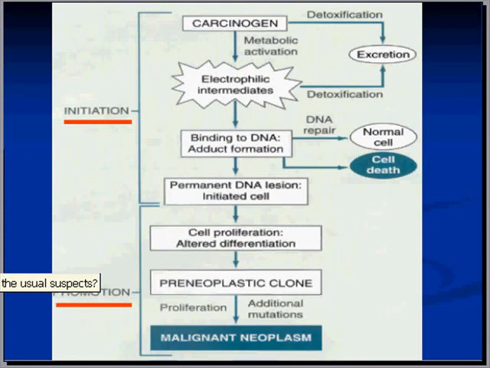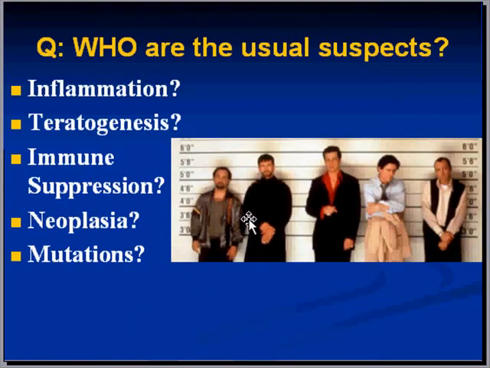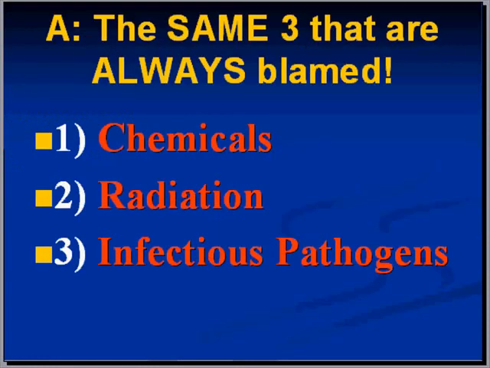Okay, so I know you're still excited about who are the three suspects. Here we have a Kevin Spacey movie called The Usual Suspects, and the reason why I like to talk about the three usual suspects is because they are always mentioned on the list when you talk about inflammation or teratogenesis, immune suppression, general mutations, or neoplasia. And we all know what they are because we ran through them several times already. The three usual suspects for carcinogens are chemicals, radiation, and infectious pathogens. And in the case of cancer, it's usually viral infectious pathogens. These are the categories of carcinogens.